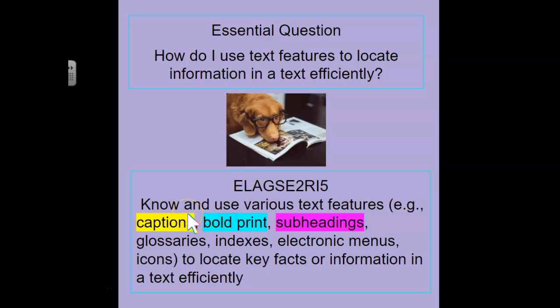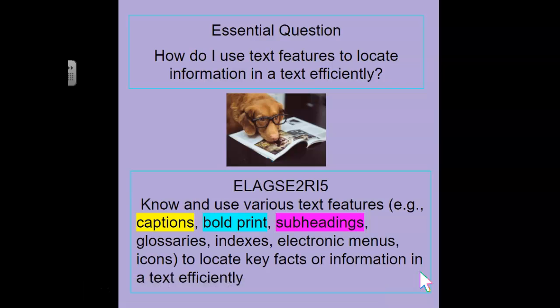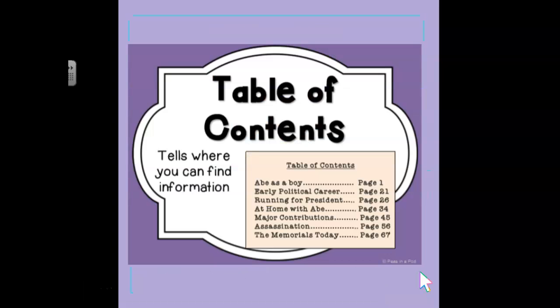All right, our standard says to know and use those text features to locate key facts or information in a text efficiently. That means the best way.